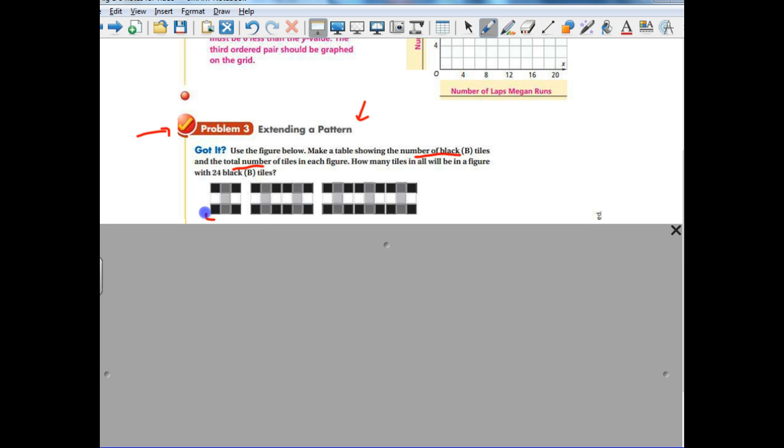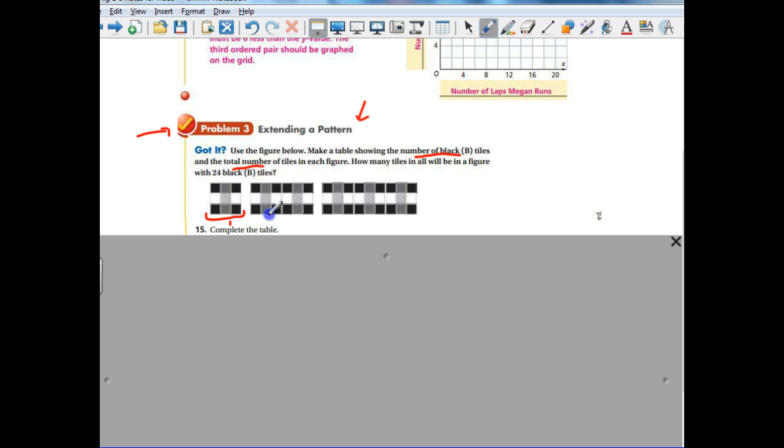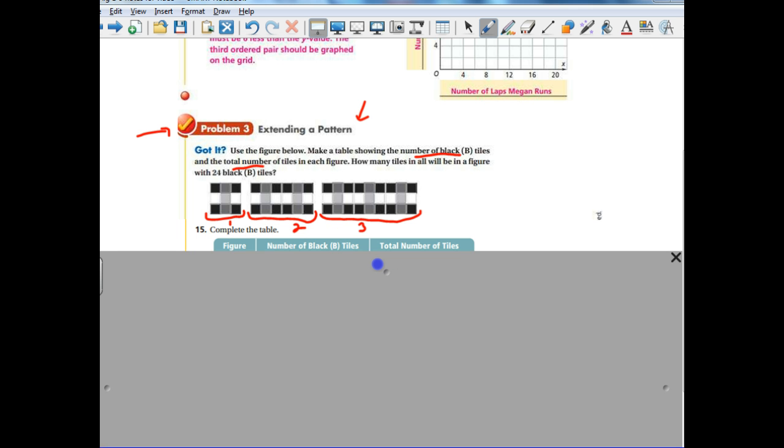This is the first figure right here. That's figure 1. Okay, I can go down a little bit. That's figure 1 right there. This one right here, that is figure 2. And then this one here is figure 3. So you see each time they're adding on 9 tiles, right? Let's look at the table and see.